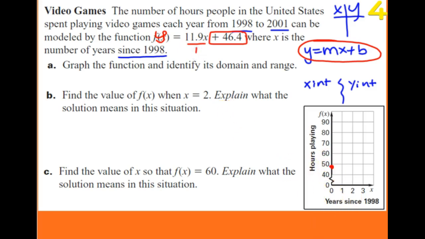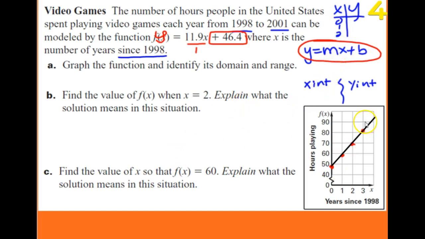Now, we can't really graph 11.9 on here, so do your best guess. I'm going to go up 10 and 1 more, and then over 1, because we're really going up 11. So I'm going to draw my line through there, and know that that's just a really close guess. I could have gotten much better numbers had I made a table and plugged in year 0, 1, 2. That would have been more exact.